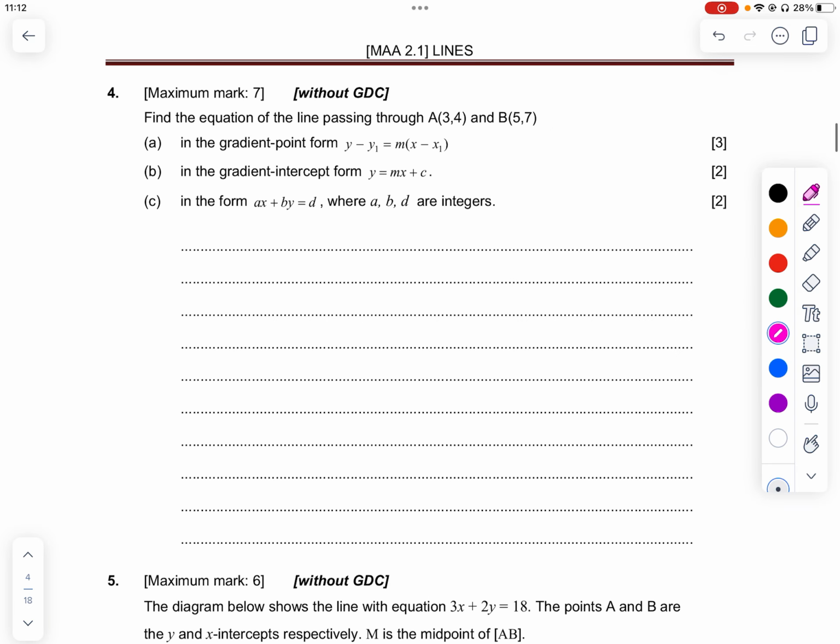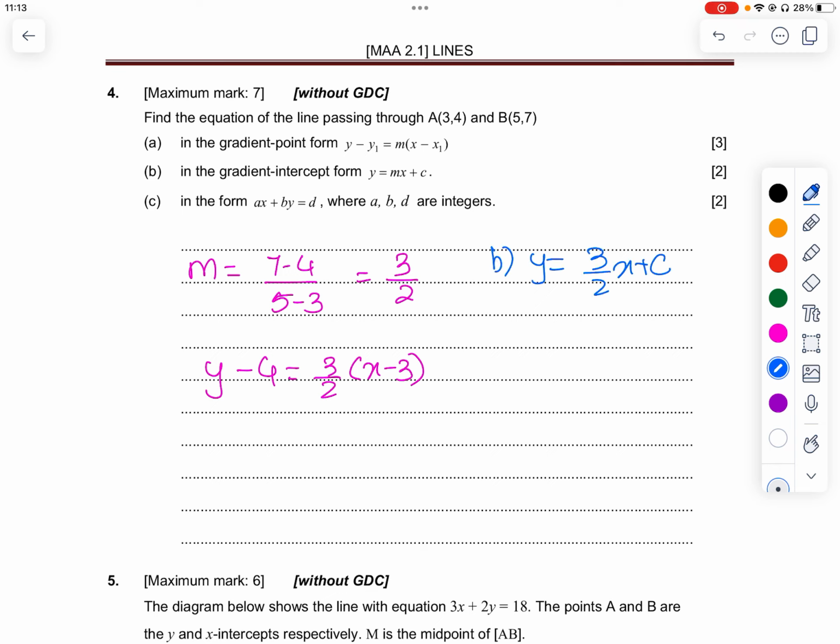Question number 4. Find the equation of a line passing through A 3, 4 and B 5, 7 in the form. So first find the gradient. Gradient is y2 minus y1 by x2 minus x1, which is 3 upon 2. So once I got the gradient, the equation is y minus 4 equals 3 upon 2 times x minus 3. Find the gradient intercept form. So he's asking to find it in the gradient intercept form. So what am I going to do for that? We know that y equals 3 upon 2x plus c.